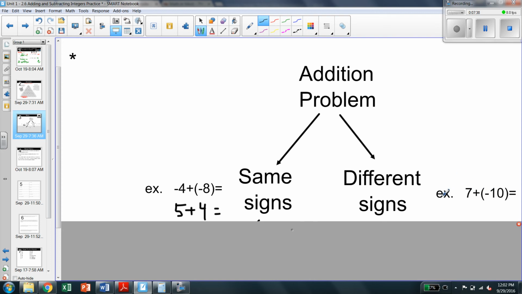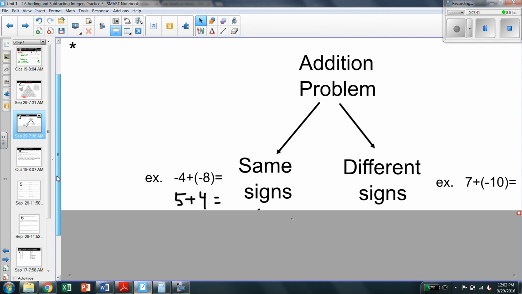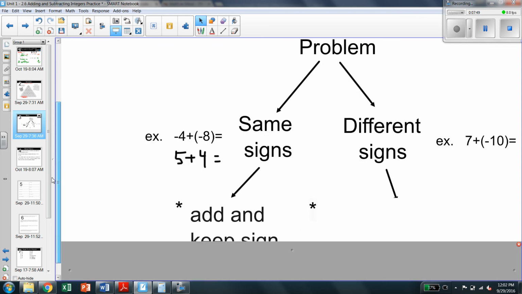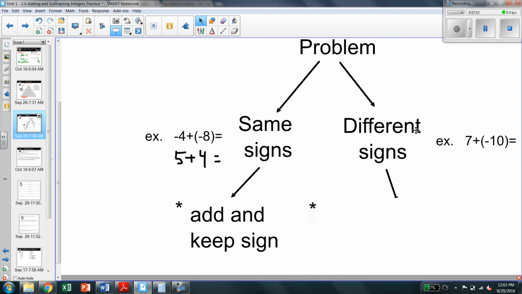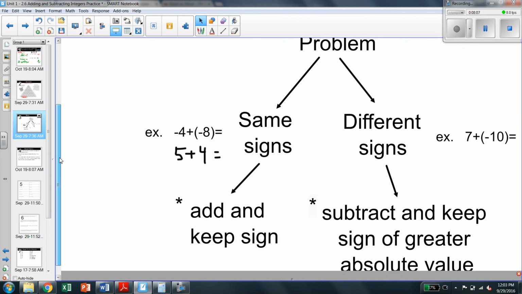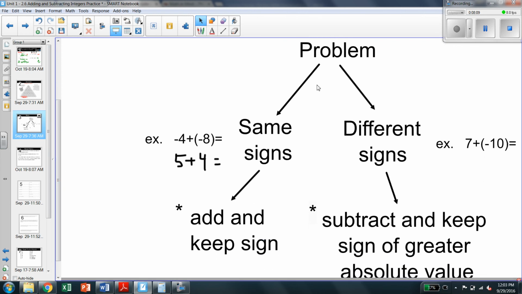The negative comes first. If the signs are the same, that's the easiest. That's where you can just add the numbers together and keep whatever sign they had, okay? Add the absolute values, keep the signs. If the signs are different when you're adding, I know this is an addition problem, however, the process you need to take is to subtract the two numbers and keep the sign of the greater absolute value. So, again, when you're adding, either the signs are the same and you follow this process, or the signs are different and you follow this process.